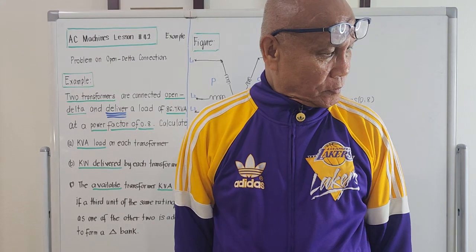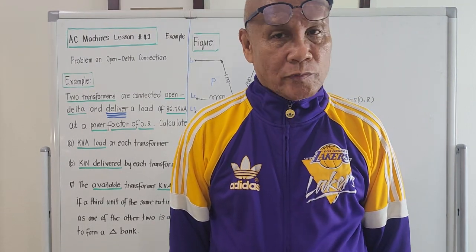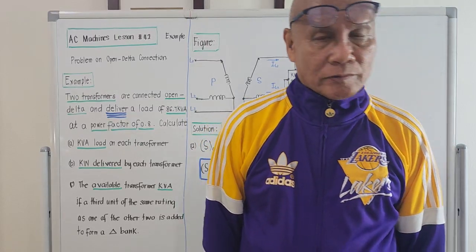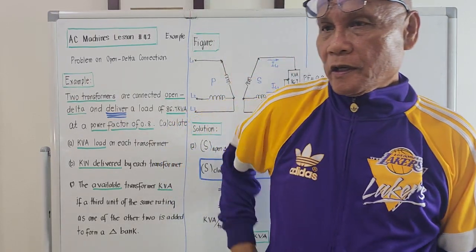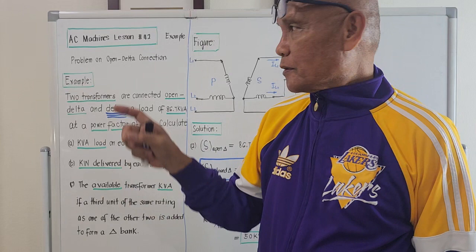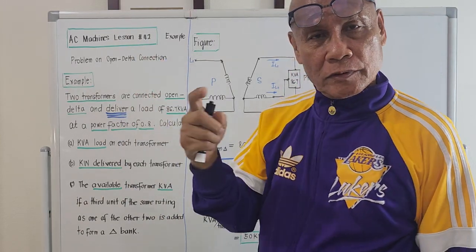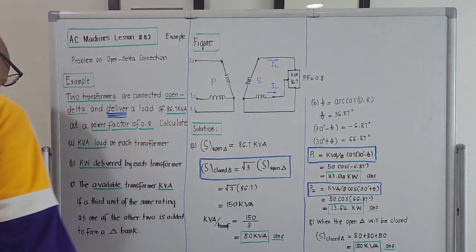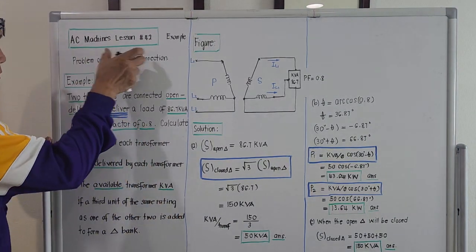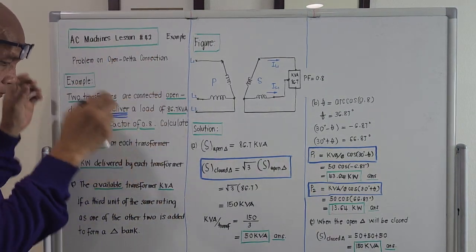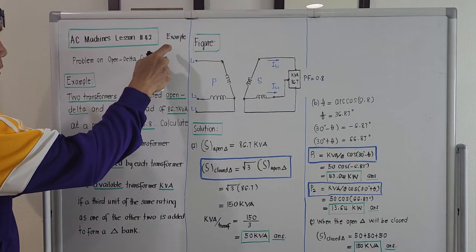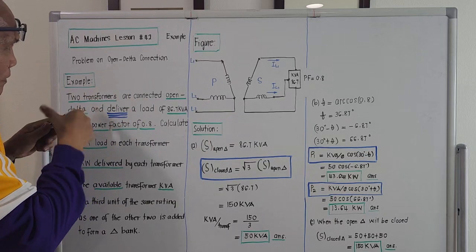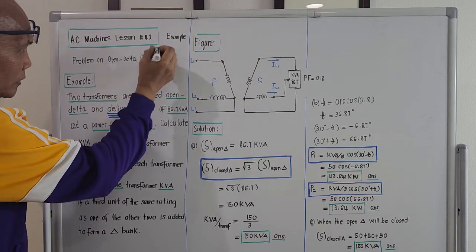My topic for tonight will be a continuation of my long video format discussion on AC machines, and I am now on lesson number 42. Okay, let's proceed. The subject matter for tonight will be AC machines, lesson number 42. The title of the topic will be Example Problem on Open Delta Connection.